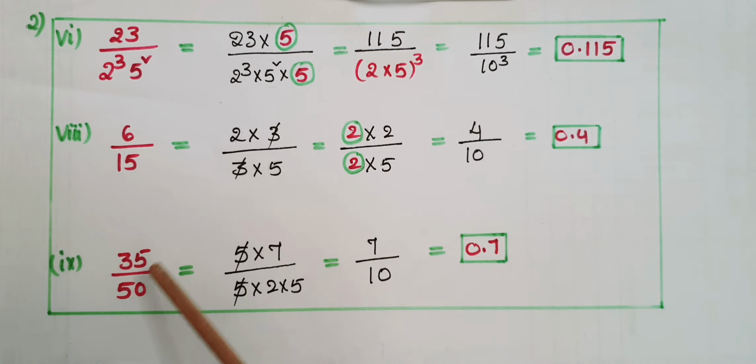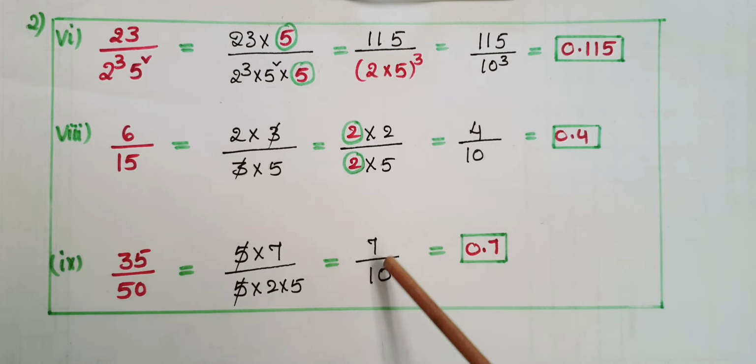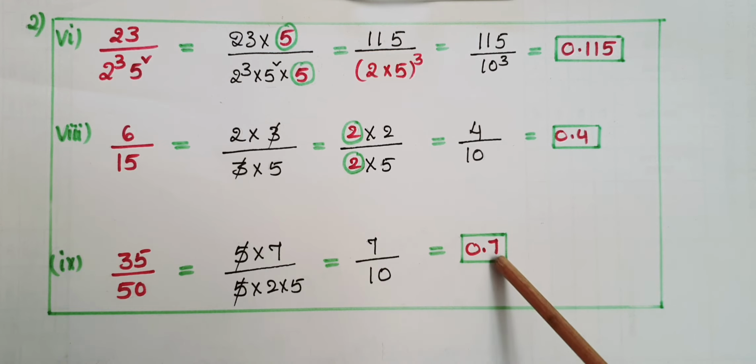Next one is 35 by 50, that is equal to 5 into 7 by 5 into 2 into 5. Cancel 5 here, that is equal to 7 by 10. That is equal to 0.7.